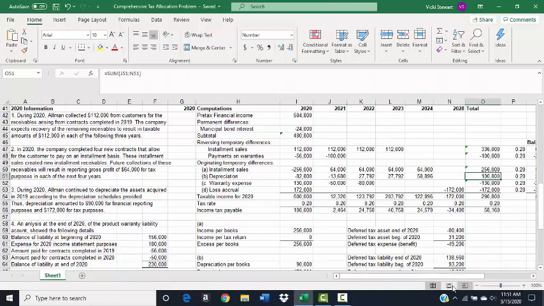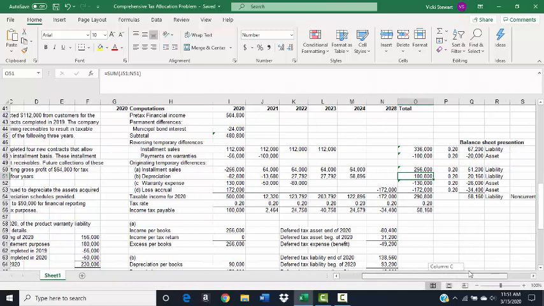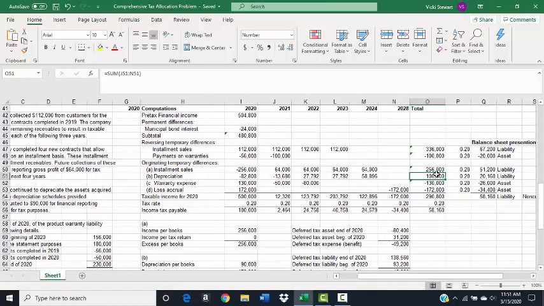When we add those together for this year, we get a $100,800 difference, and that's going to be a deferred tax liability because we're going to have less of a deduction in the future because it's accelerated. We've taken more of it up front. So a total of $20,160 for that deferred tax liability.